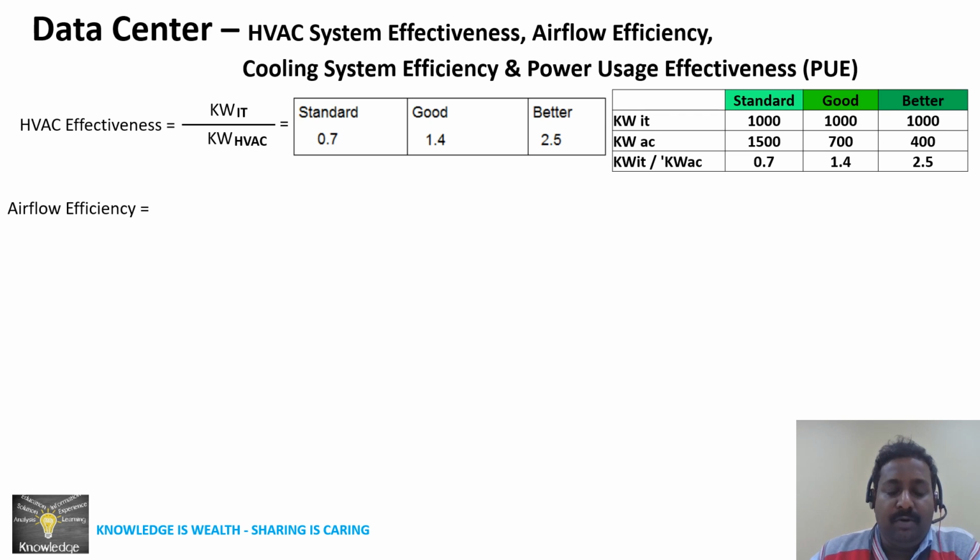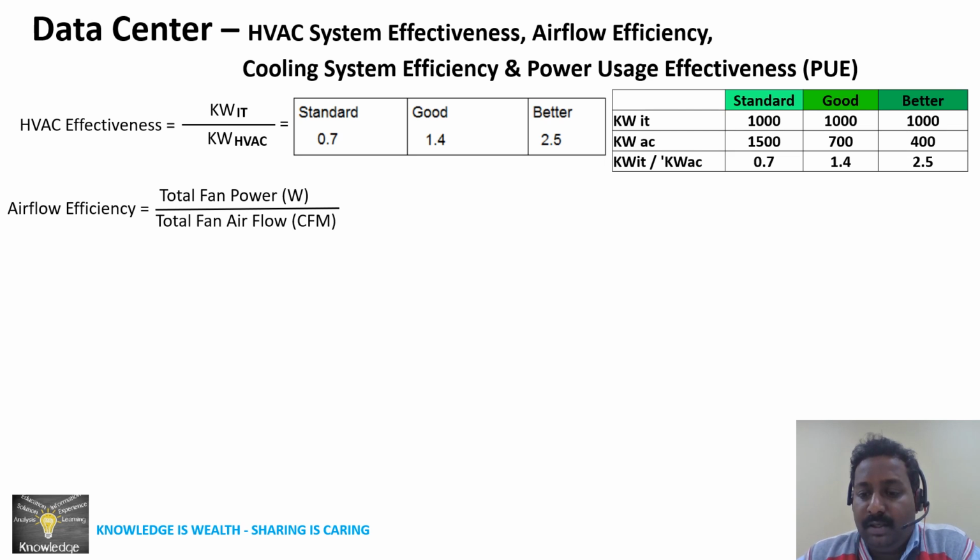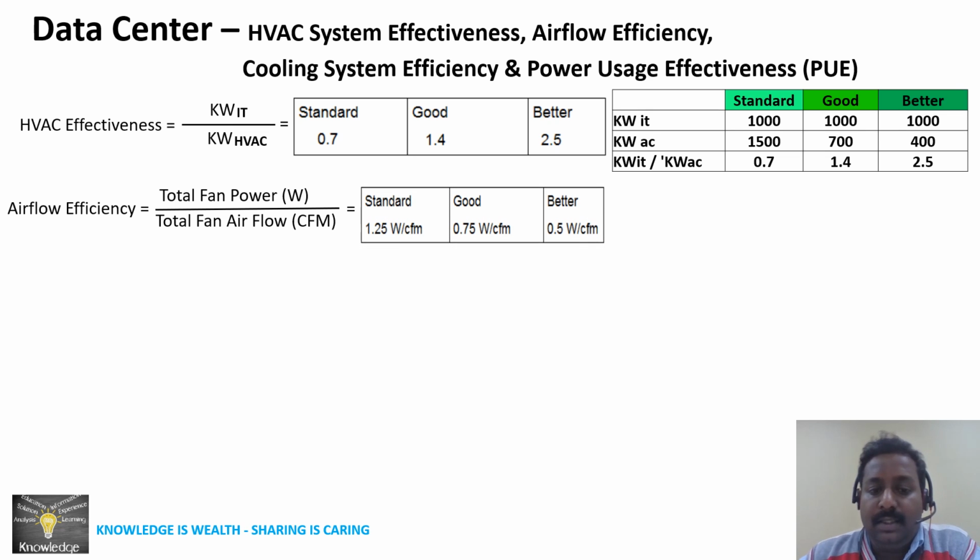And the next is airflow efficiency. It is total fan power in watts or kilowatts divided by total fan airflow in CFM. The standard is for a fan to deliver 1.25 watts per CFM. A very good situation is 0.75 watts per CFM. For better, it is 0.5 watts per CFM. So again, it is from industrial fans, from induction motors, to EC fans. If you cross-check the wattage and CFM delivery of induction motors, it all lies in the standard area. EC fans lie in good to better.